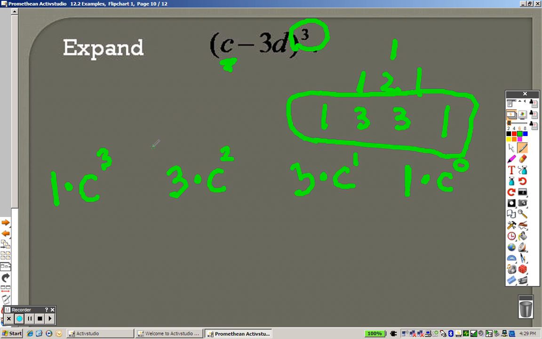Then you take whatever the second term was, and in this case it was a negative 3d. I put that in parentheses because it's two terms in one, negative 3 and a d. Instead of starting at 3, now we start at 0 and we go up. So that's 0, 1, 2, and 3. And there are addition signs in between each group of items.